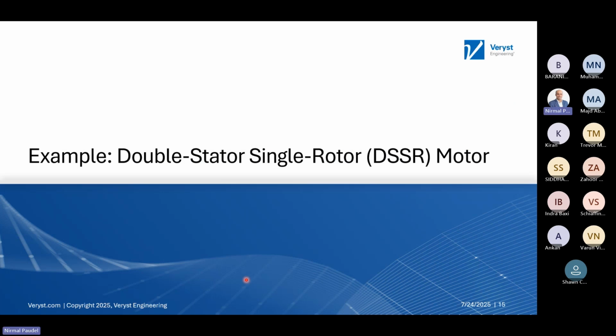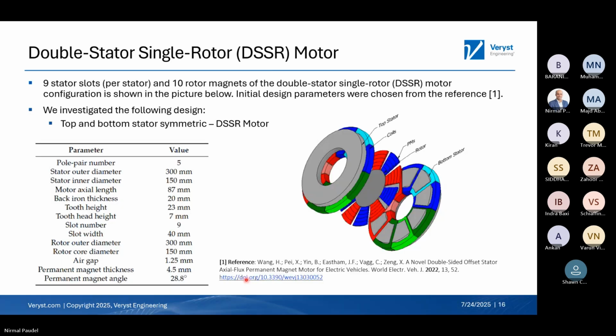All right, let's look into a first example where we have a double stator, single rotor motor. So here is the geometry of it. We have 9 slots per stator, and then 10 rotor magnets. So the pole pair number is 5, and then these are the dimensions where the outer diameter is 300 millimeter, and there is an air gap of 1.25 mm, and there is a permanent magnet with a thickness of 4.5 mm, and then there is an angle definition for the permanent magnet where there is a gap between the magnets, and it only covers 28.8 degrees.